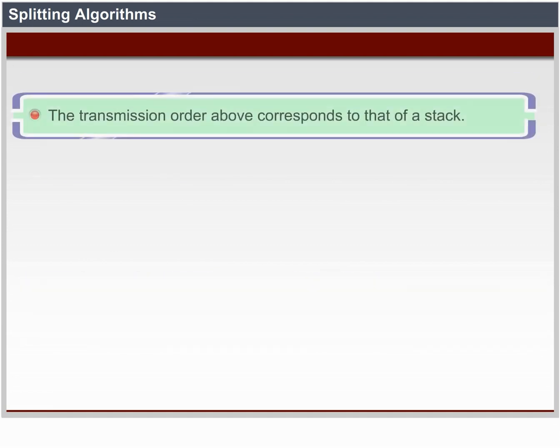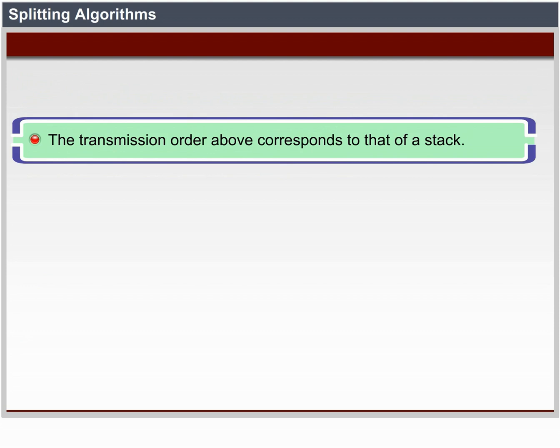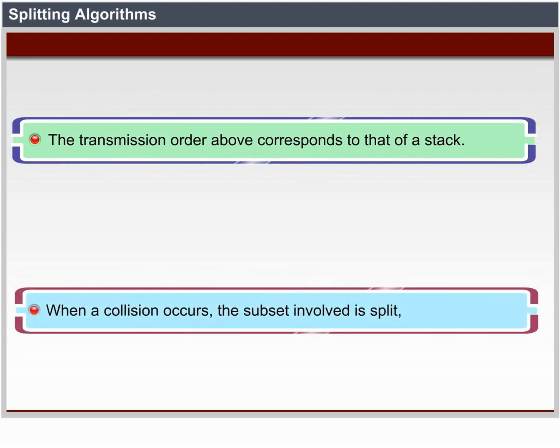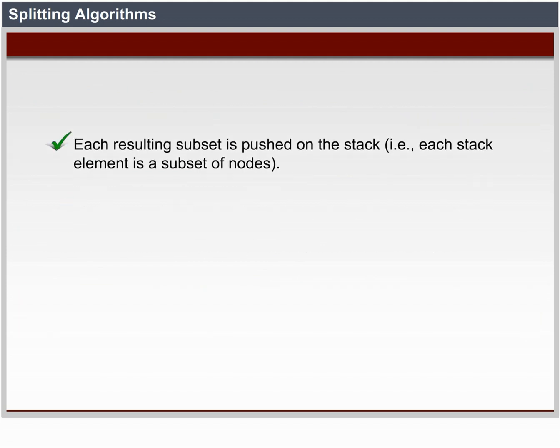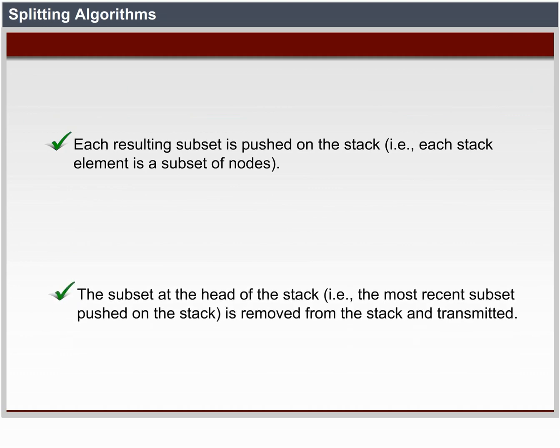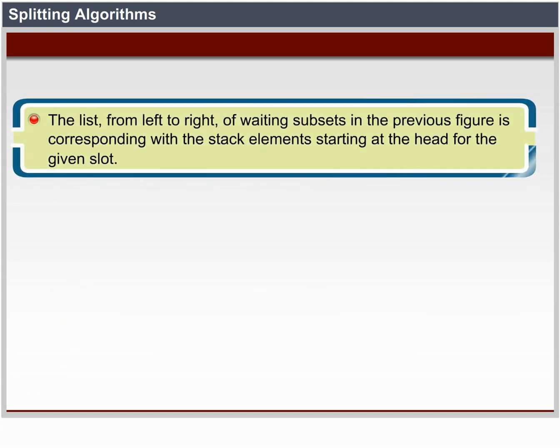The transmission order above corresponds to that of a stack. When a collision occurs, the subset involved is split and each resulting subset is pushed on the stack. That is, each stack element is a subset of nodes. Then, the subset at the head of the stack, that is, the most recent subset pushed on the stack, is removed from the stack and transmitted. The list from left to right of waiting subsets in the previous figure corresponds to the stack elements starting at the head for the given slot.